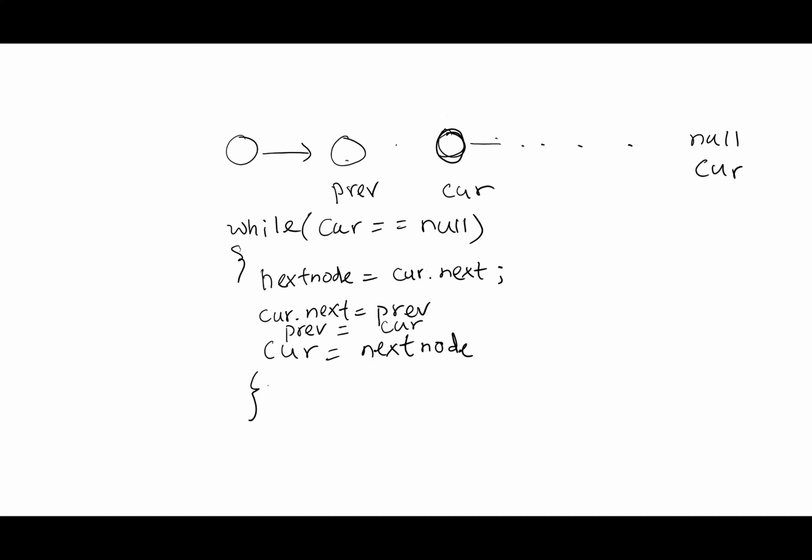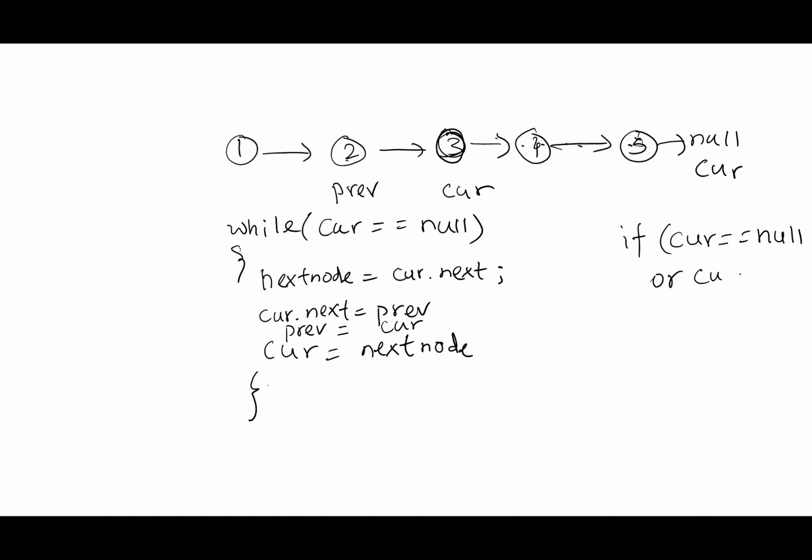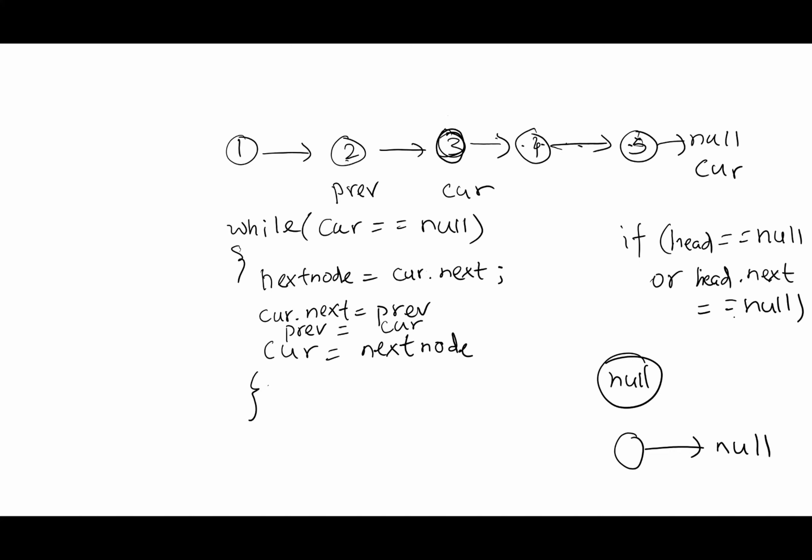Now let's think about a whole linked list. Let's call this 1, 2, 3, 4, 5, right? Obviously at the beginning, we'll check if the head is null or the next of head is null. That means either we have an empty linked list, or a linked list with just one node, right? In that case, even reversing them we don't need to do anything. What we do is we return the head. This is the initial checking we do at the beginning, and after that, we'll do this.